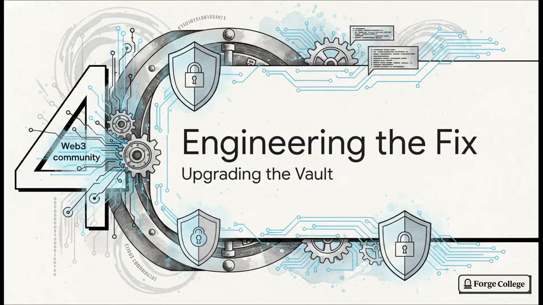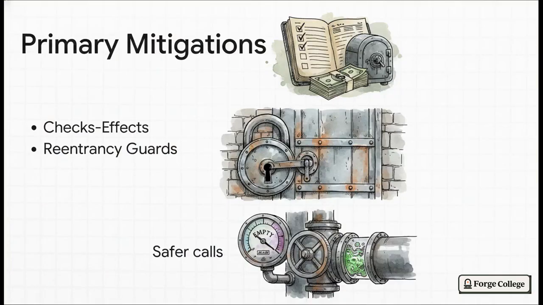All right, part 4, engineering the fix, upgrading the vault. So we know the history, and we know the flaw. But how did the brilliant minds in the Web3 community actually engineer their way out of this mess? Let's look at the specific mitigations implemented to prevent our digital vault from ever being drained this way again.